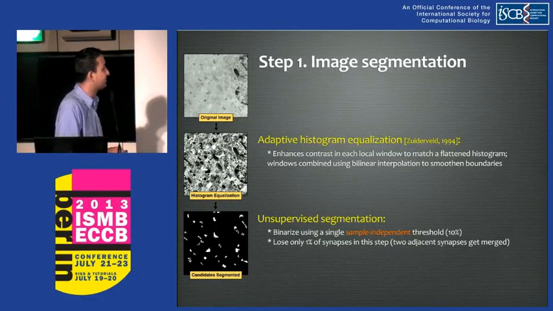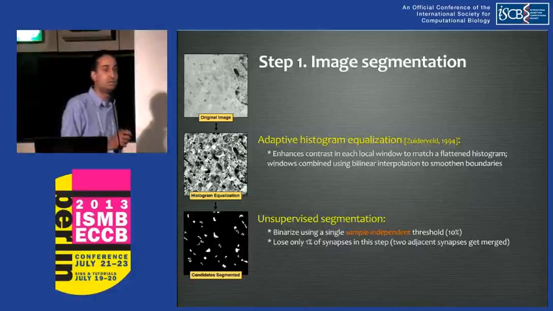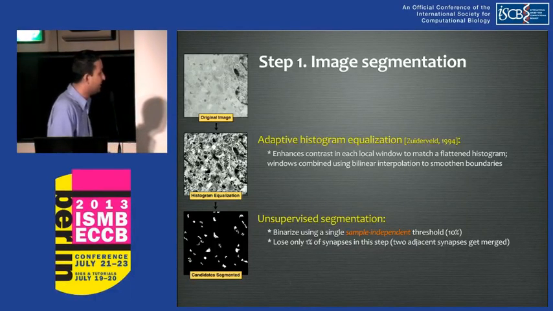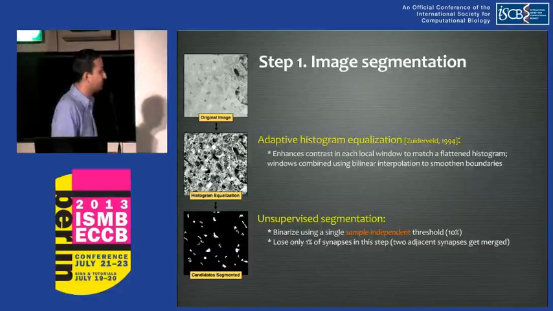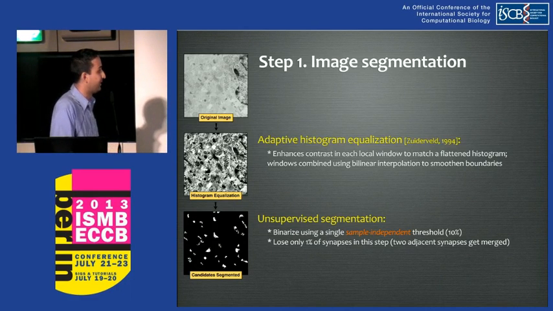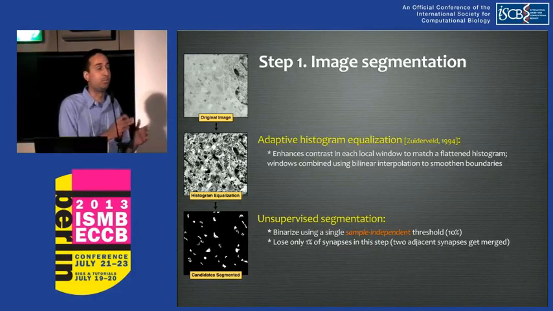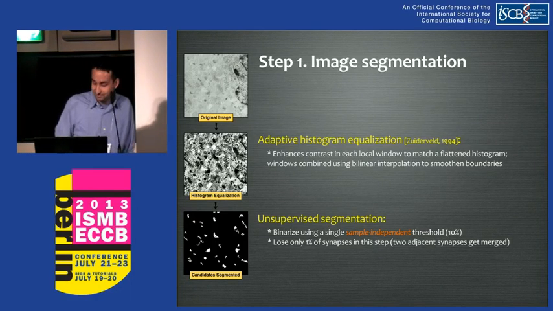So this allows us to now do a binarization of the image using a single sample-independent threshold to generate what we're calling candidate synapses, or candidate connected components, or blobs. Just to note, in this step we lose maybe 1% of the synapses from the original set. This is almost always because you have two adjacent synapses that are merged into the same connected component. So we're fine with that.